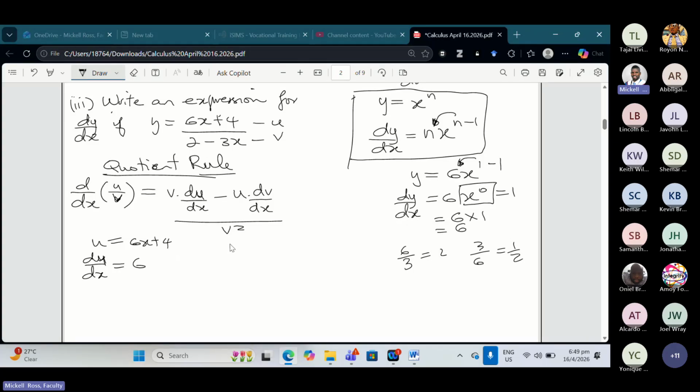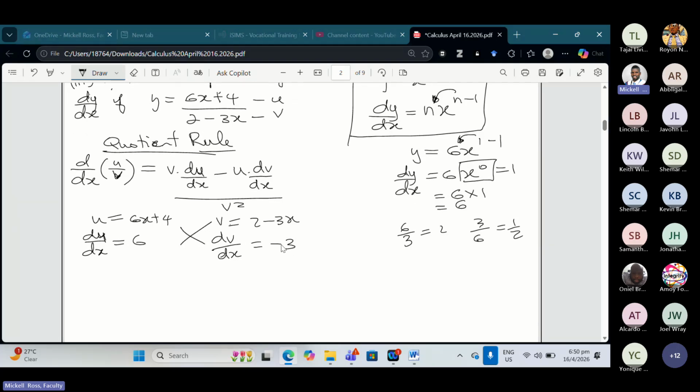And then now we have v is equal to 2 minus 3x. So the derivative of v with respect to x, what would we end up with here? Somebody help me out. Negative 3. All right. So notice the minus is in front of the 3x, so we have to take the sign with it. So be mindful of that, please.